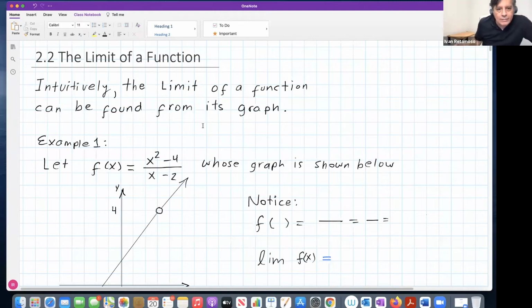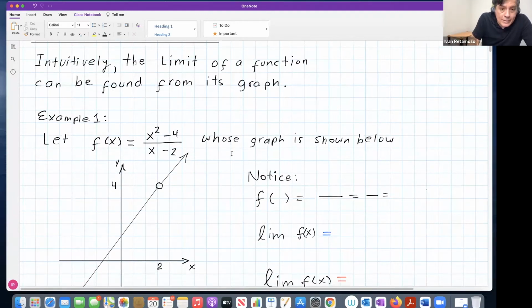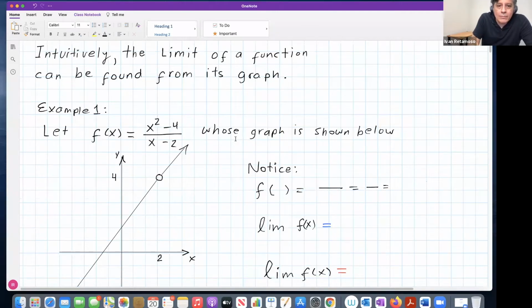Now, the limit of a function, right? More mathematical. Intuitively, the limit of a function can be understood from its graph. Later, I will show you another technique. It's using tables. But first, let's try to understand what should be the limit of a function by looking at its graph, okay?